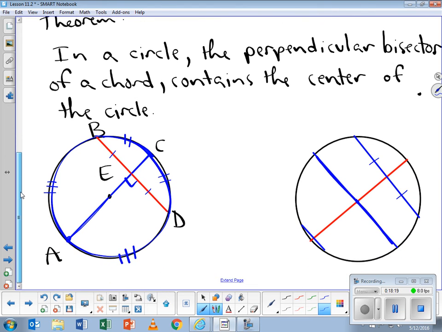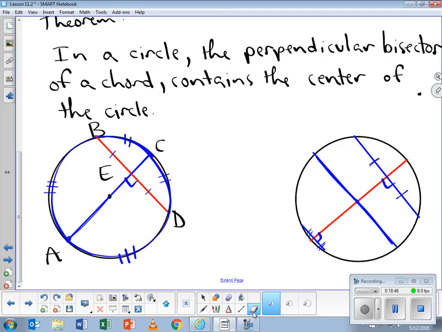It says that means it's perpendicular. So if I know these are equal, then that means I know this has to be perpendicular. Okay? Same thing over here. If I know this is perpendicular, then that means these have to be equal. All right? Then the last one. In a circle, the perpendicular bisector of a chord contains the center of the circle.